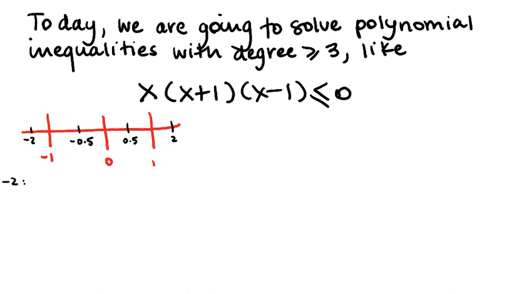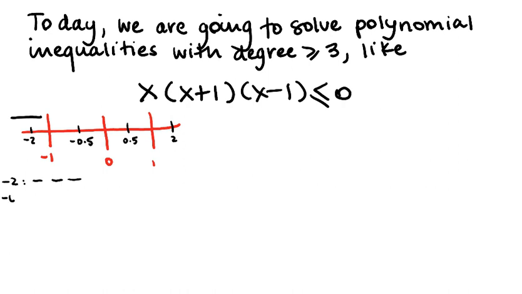Okay, well, x is negative 2, so x is negative. Negative 2 plus 1 is negative. And negative 2 minus 1 is also negative. I have 3 negatives, that's a negative. Any odd number of negatives is going to give you a negative product.